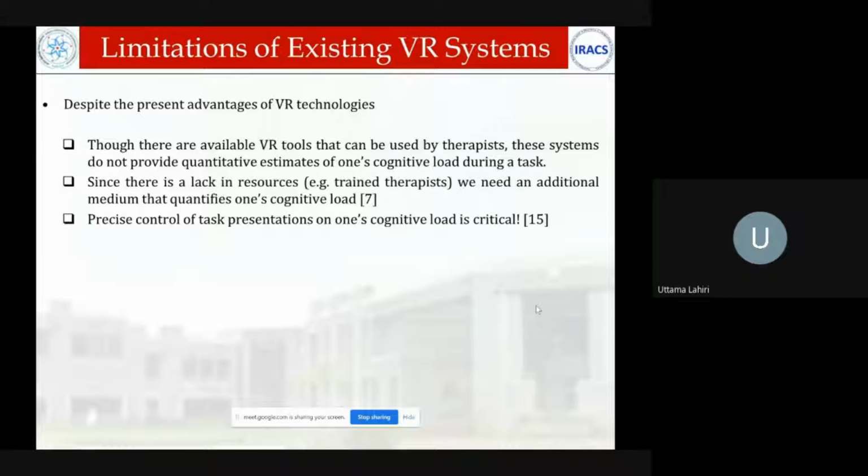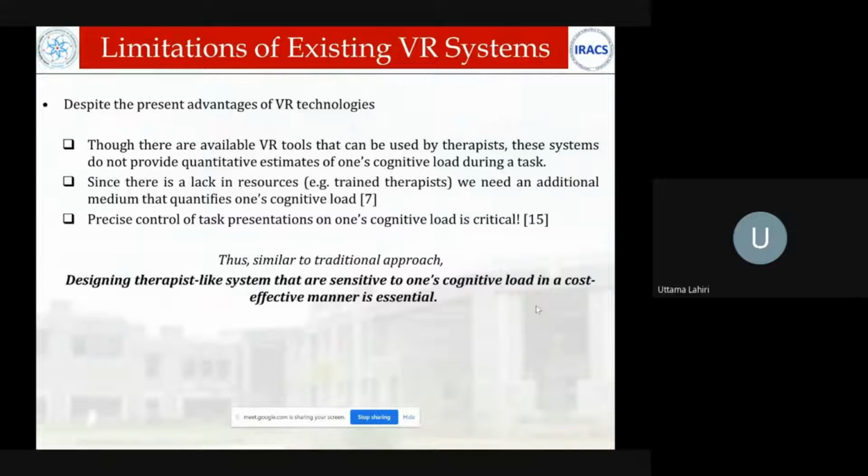In fact, that is what I was telling, that the task presentation needs to be precisely controlled based on one's cognitive load. That's very similar to the traditional approach, where an expert therapist offers the intervention paradigm based on the child's individualized limitations in social communication. How about designing a therapist-like virtual reality-based system that can understand one's cognitive load in a cost-effective manner?